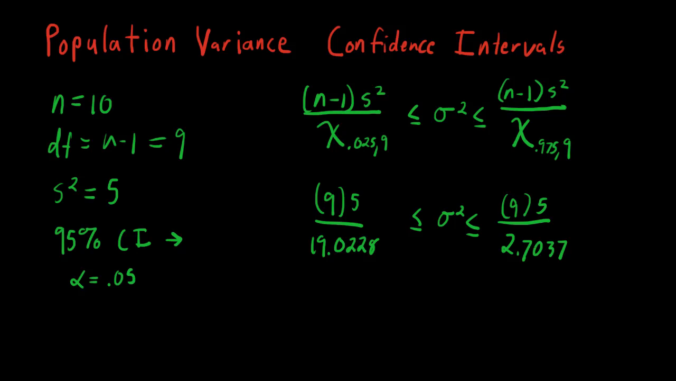And if we multiply out both sides, we have 45 divided by 19.0228, and we have 45 divided by 2.7037. We get our confidence interval for our variance of 2.3656 less than or equal to our variance, sigma squared, less than or equal to 16.6644. And that's how we calculate our confidence intervals for our variance with that simple formula.